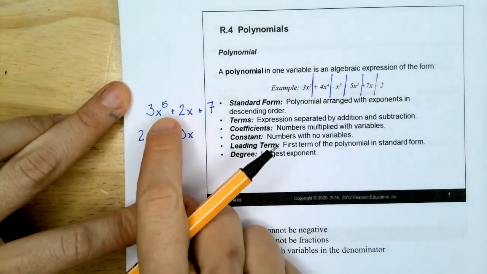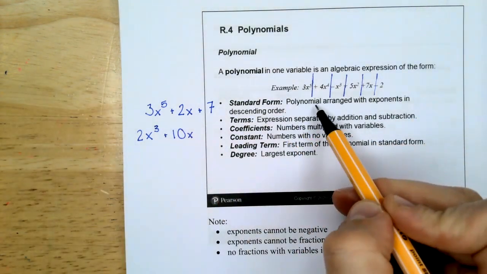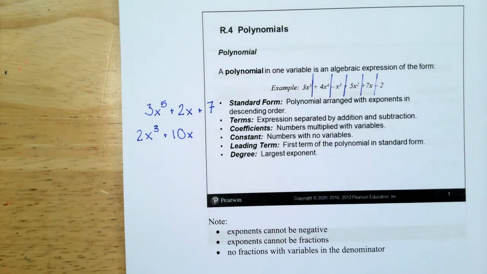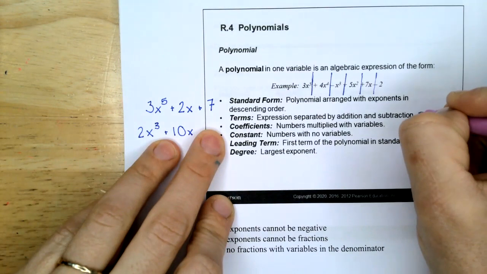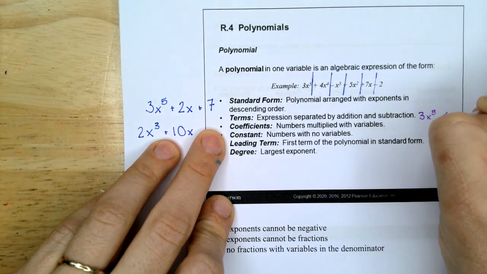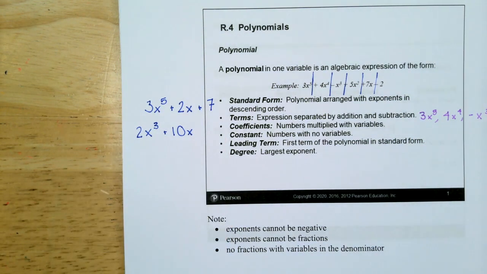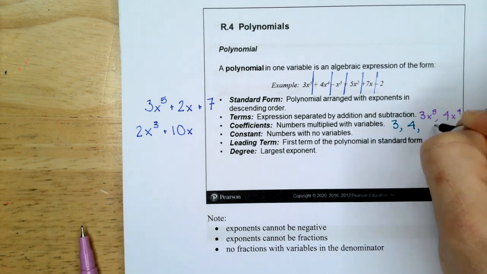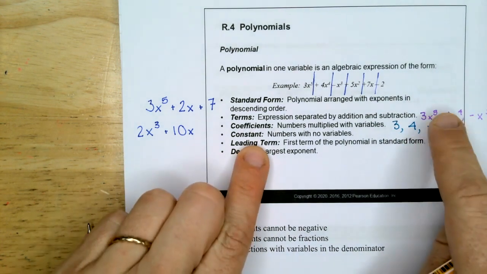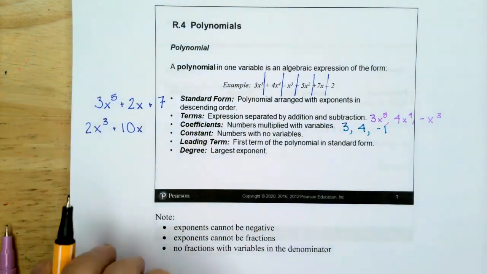Here, the 10 is bigger than the 2, but the important thing is that the 3 is bigger than the understood 1 as an exponent, okay? So standard form, they're in descending order. Terms are just the expressions separated by addition and subtraction. So some of the terms are 3x to the fifth, 4x to the fourth, negative x to the third, etc. Those are all terms. The coefficients then are the numbers in front of the variable. 3, 4, and negative 1 would be the coefficients of those 3 terms.